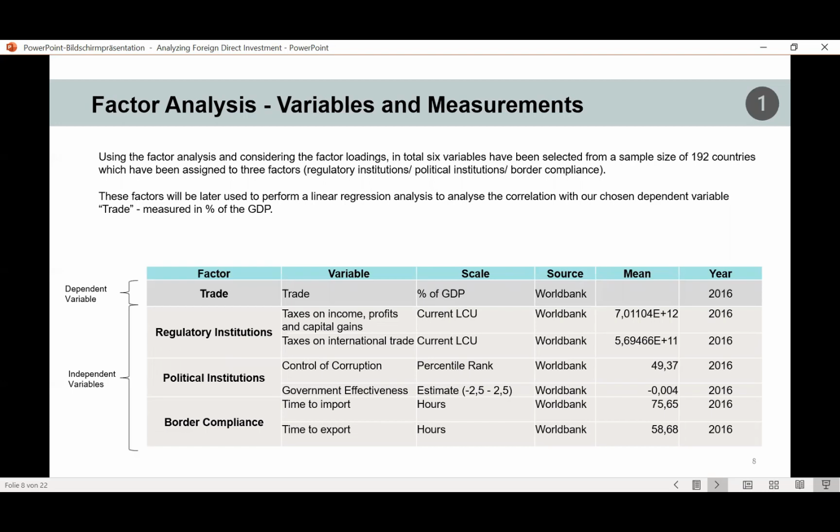All data is from 2016, since for this year, most of the data was available. Using a conformity approach as well as a trial and error method, considering the factor loadings, we selected in total 6 independent variables out of the 13 initial variables and used them later on to perform a linear regression analysis. Due to missing data for our variables, for some countries, we limited the number of countries to 192.